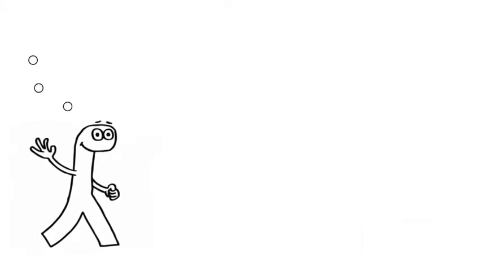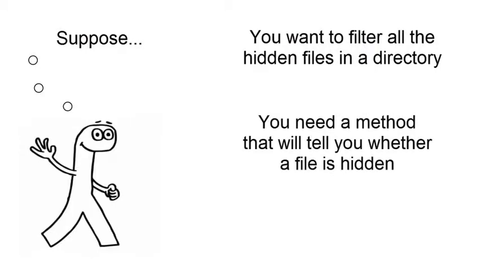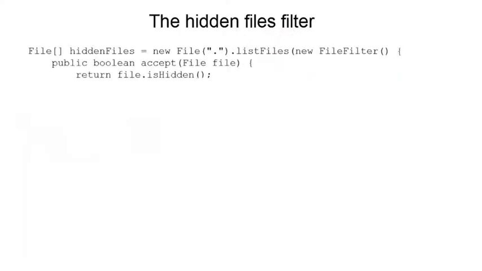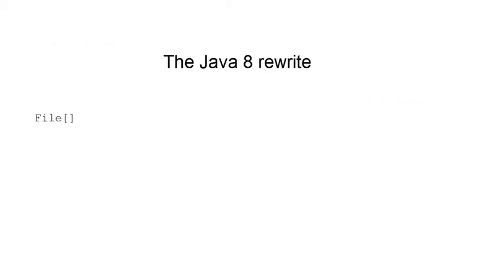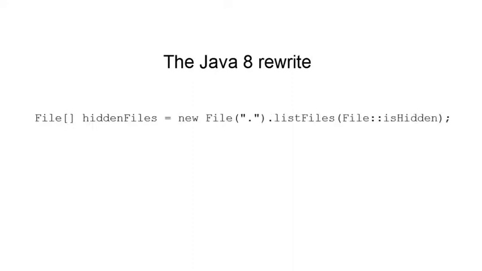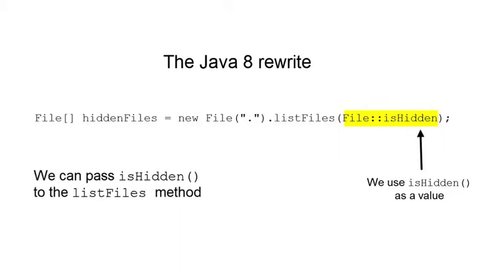Here's how it works. Suppose you want to filter all the hidden files in a directory. You need to write a method that, given a file, will tell you whether it is hidden or not. We'll use a method inside the File class called isHidden. Think of this as a function that takes a File and returns a Boolean. In Java 8, you can rewrite the code this way. Notice we use isHidden as a value by writing File::isHidden. Cool. We already have the function isHidden available, so we can just pass it to the listFiles method. No longer are methods second-class values.